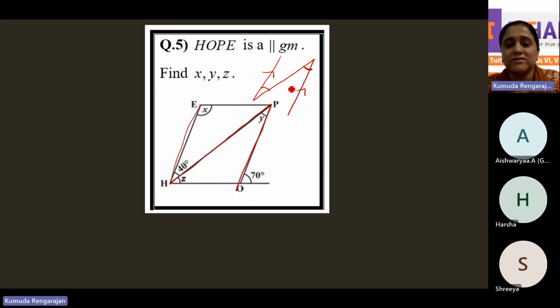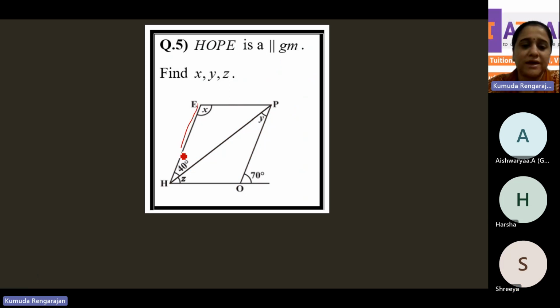See, parallel lines, there's a transversal. So these are alternate angles. They're equal. Alternate angles are equal. So you can see such a shape here. Here and here are alternate angles. Alternate interior angles. Y is equal to 40. Alternate interior angles are equal. Do we understand that?